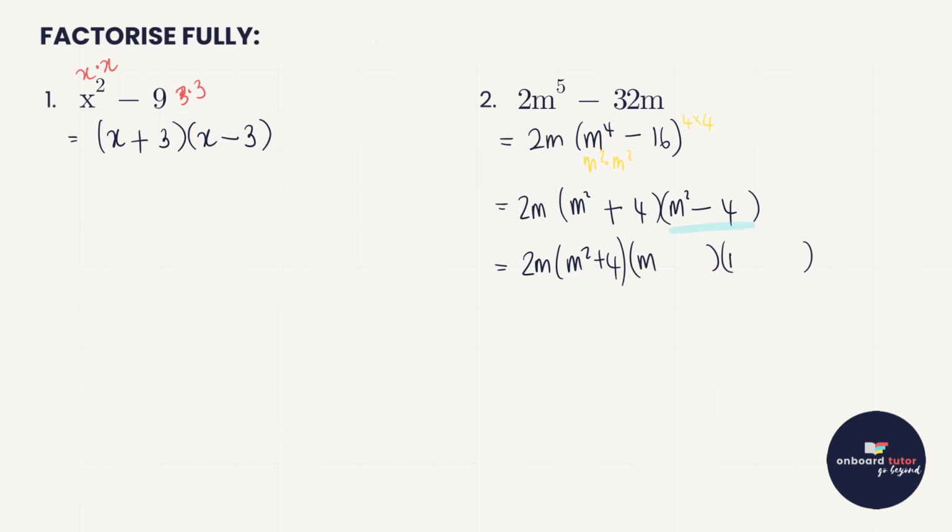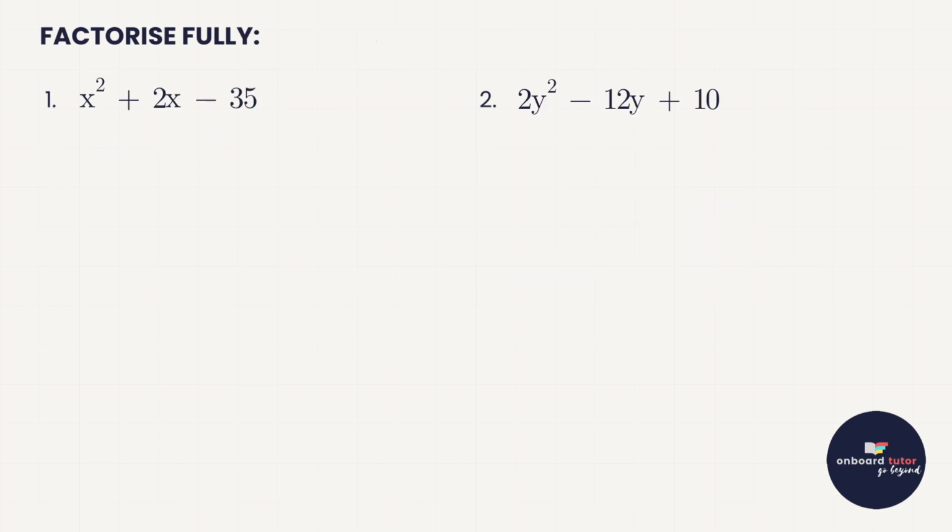So m times m gives us m squared, and 2 times 2 is equal to 4. And one is plus and one is minus. So to factorize fully, we need to always be on the lookout. Sometimes we factorize and it ends up again being a set of terms that can be factorized further. Let's take a look at trinomials.